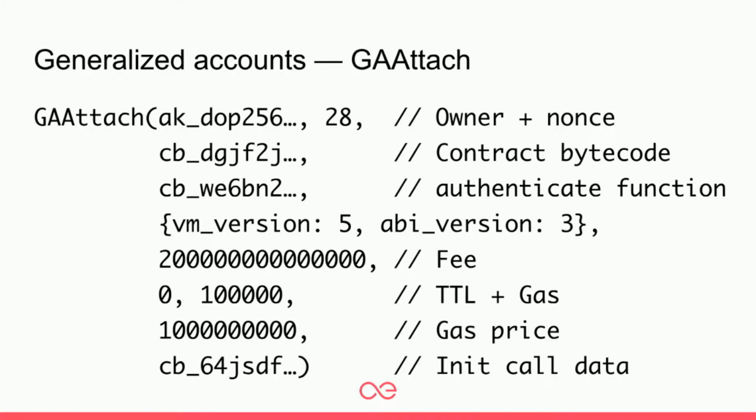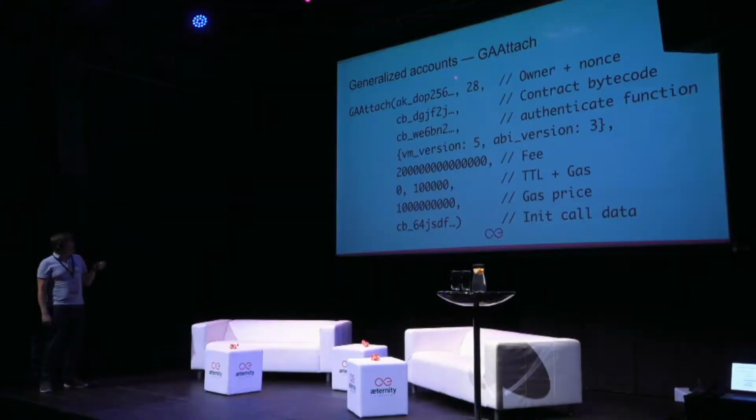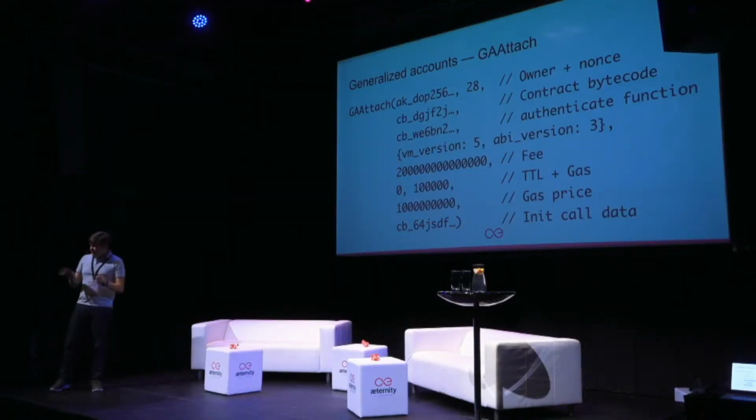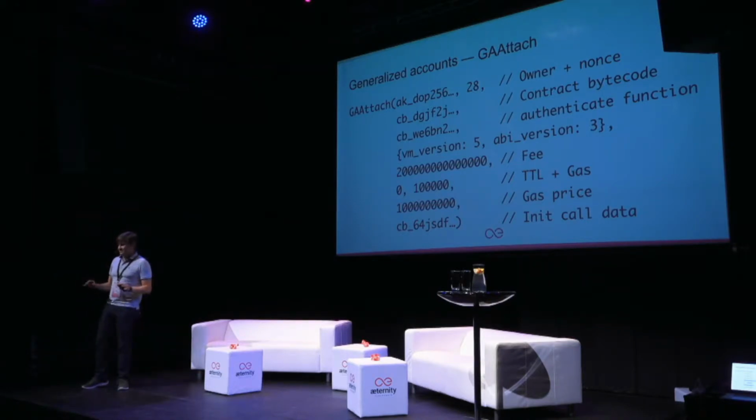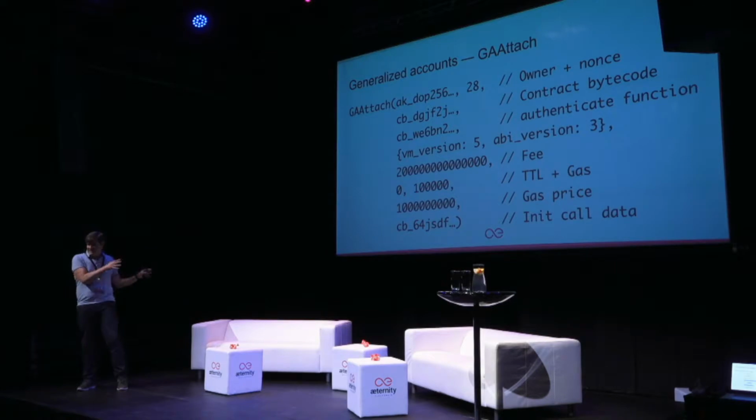Again, lots of numbers, but I wanted a concrete example. So again, we now want to take this account we had before and make it general. We have the owner, the account that should be upgraded. We have, again, the nonce. The attach transaction is a normal transaction. It has to be signed like every other transaction, because this account isn't yet a generalized account.